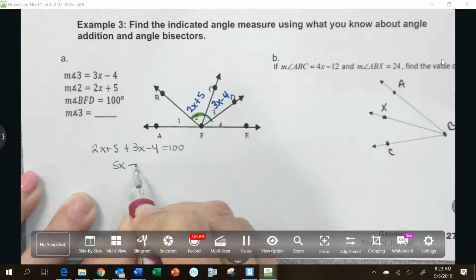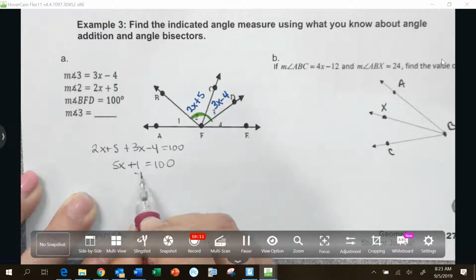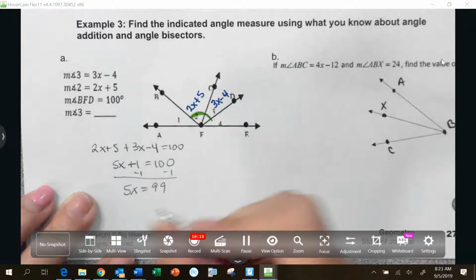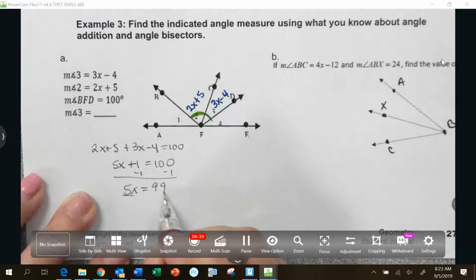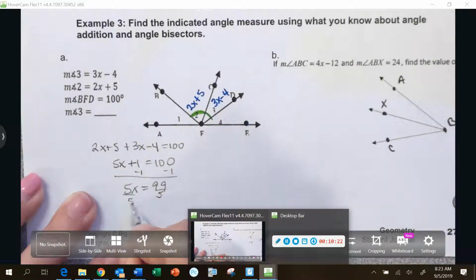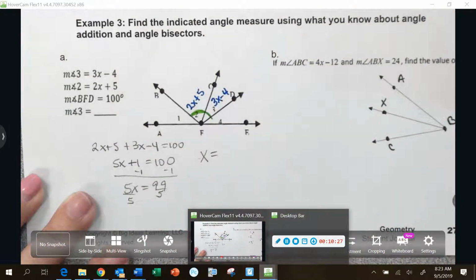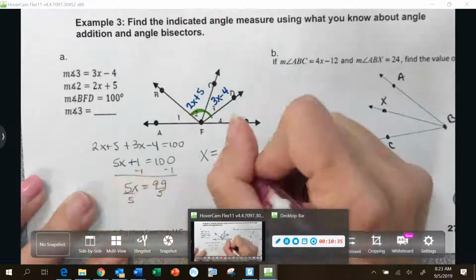So 5x plus 1 equals 100. You're going to take away 1, 5x equals 99. Am I doing that right? Those are not nice answers. Okay. Not nice answers. Do decimal. Pull my calculator out today. 99 divided by 5, 19.8.